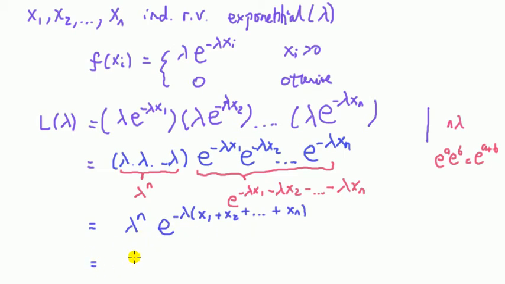To make that look neater, we can just write e to the minus lambda sum of xi, where i goes from 1 to n. Alternatively, you could write n x bar. That's the same thing. Okay, so that is the likelihood.